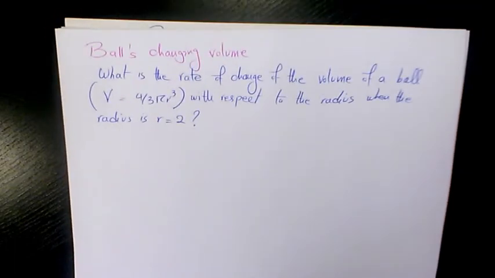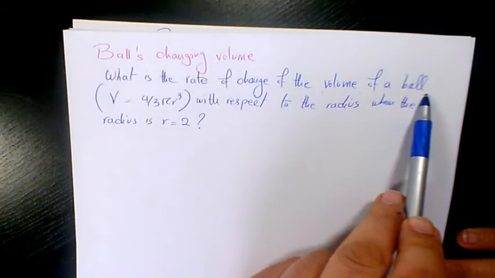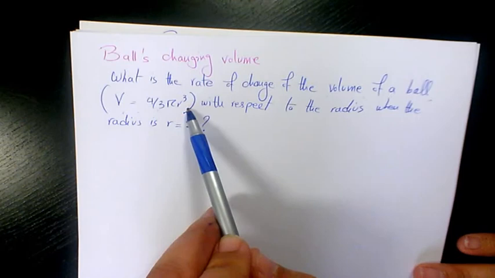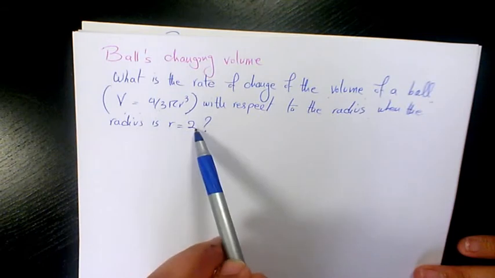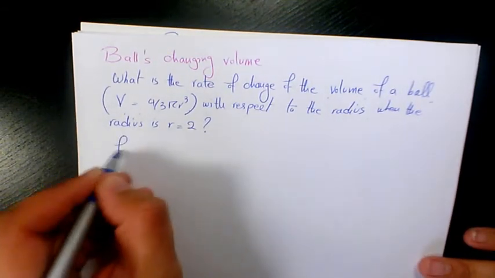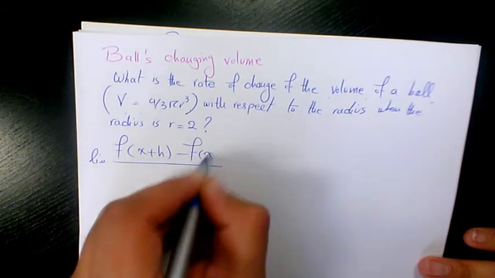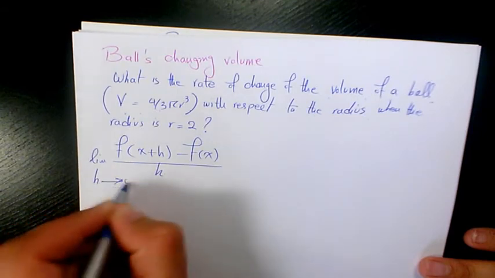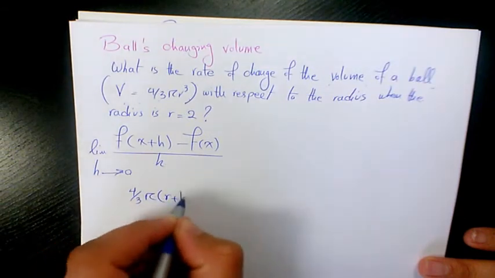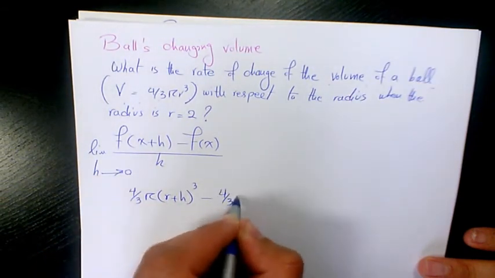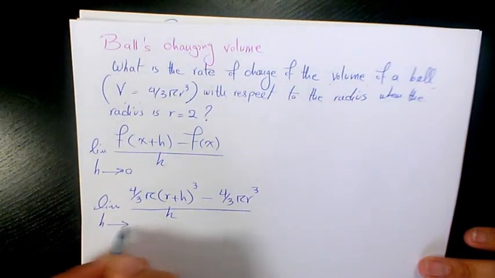Next example. Ball's changing volume. What is the rate of change of the volume of the ball, V equals 4 over 3 pi r cubed, with respect to the radius, when the radius is r equals 2? So we need to find rate of change again. f of x plus h minus f of x divided by h when h is approaching 0. It's going to be 4 over 3 pi (r plus h) cubed minus 4 over 3 pi r cubed divided by h when h is approaching 0.